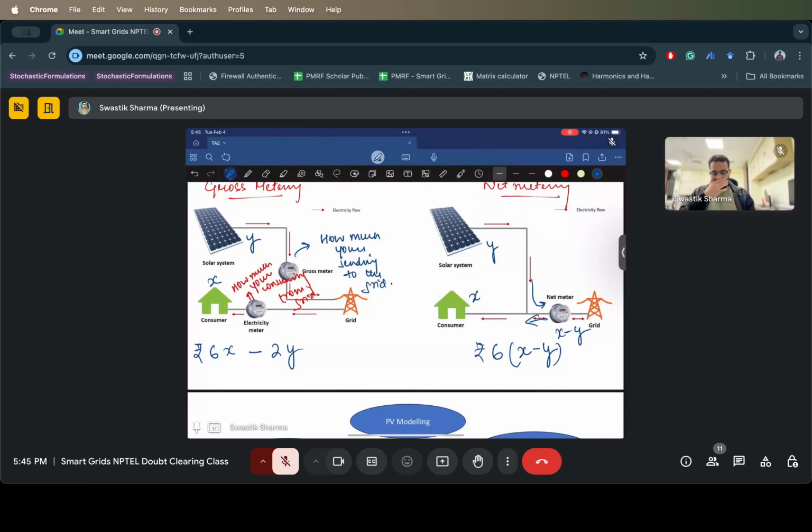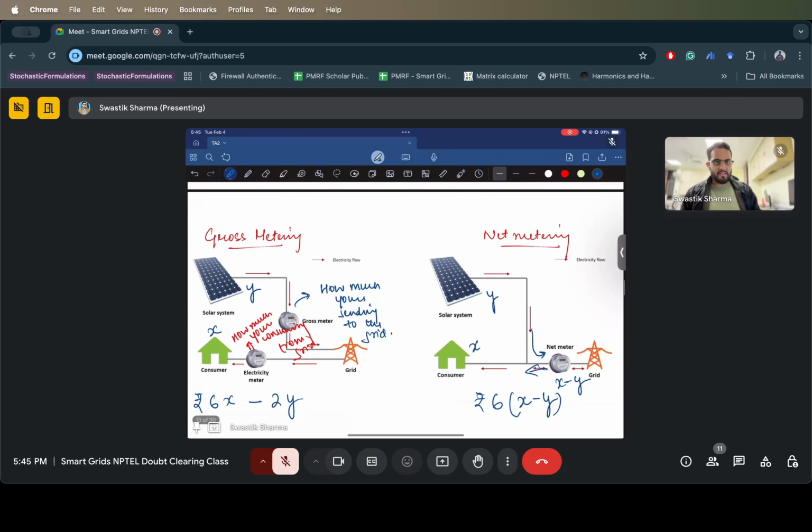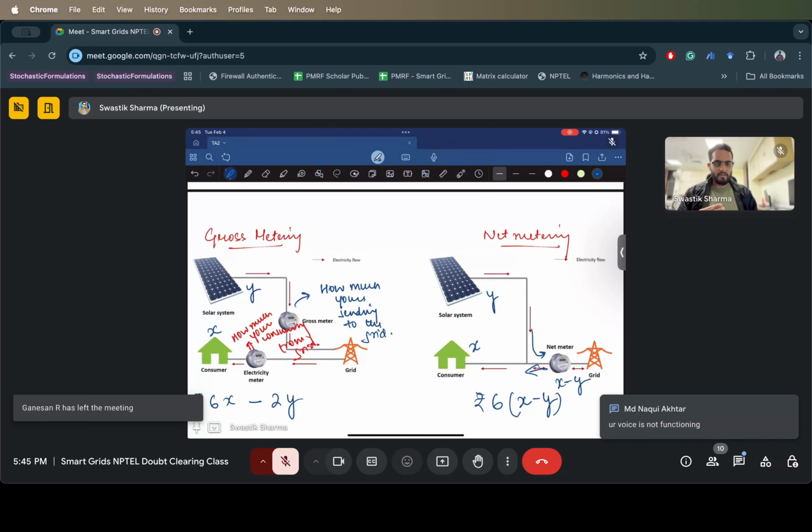Okay, so I was discussing the metering arrangement for your solar PV cells, whatever solar PV cells you have. You have two kinds of metering infrastructure. One is gross metering and the other is net metering. In gross metering, you have two meters. One is called a gross meter, which tracks how much power you're supplying to the grid.